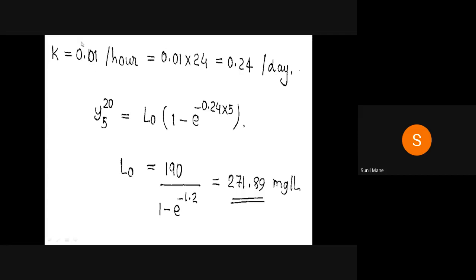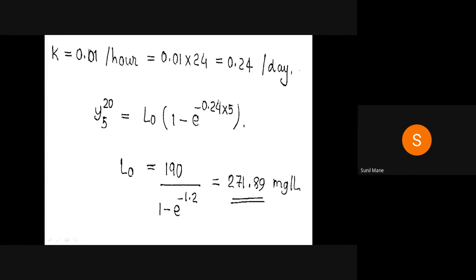So K has to be first converted in terms of per day, and after converting that, we can utilize it in this equation. In this particular equation, K is replaced as 0.24. Whatever was given has been converted into 0.24 and utilized over here. Then in the further calculation, L0 we have found out as 271.89 milligram per liter. That is the ultimate BOD we have got. We got this result because of this K.